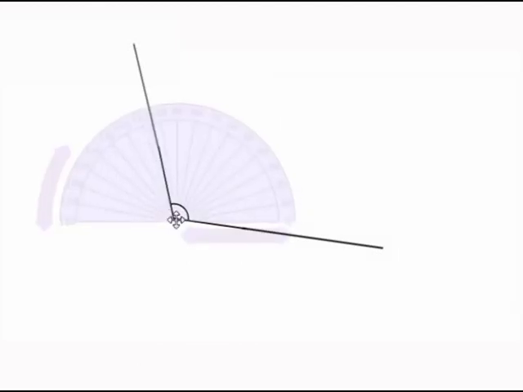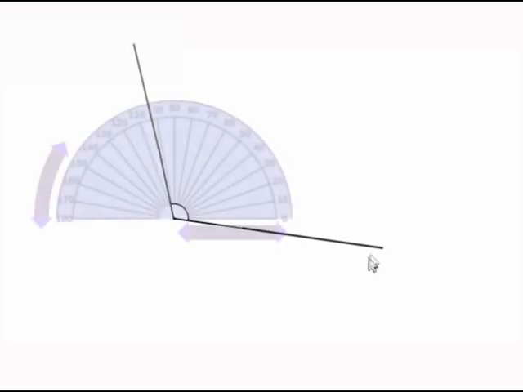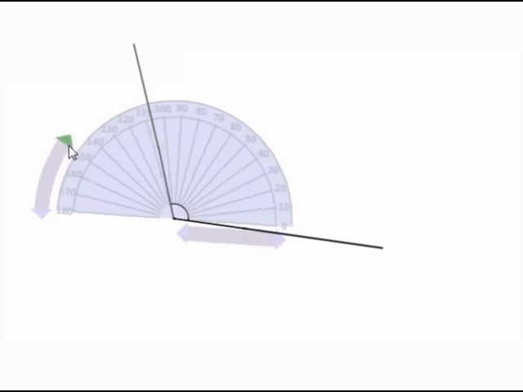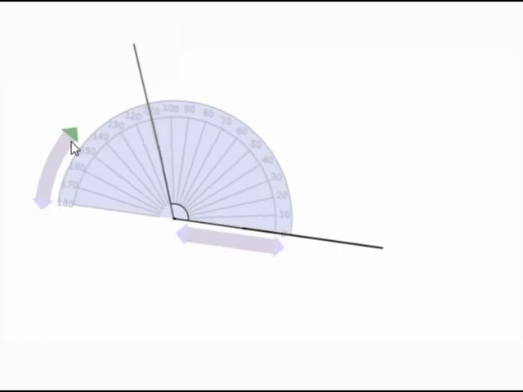Once again, place the center of the protractor at the vertex. We will then place the baseline on the protractor on this line, then rotate it. The angle is 110 degrees. It is an obtuse angle. The other one was acute.